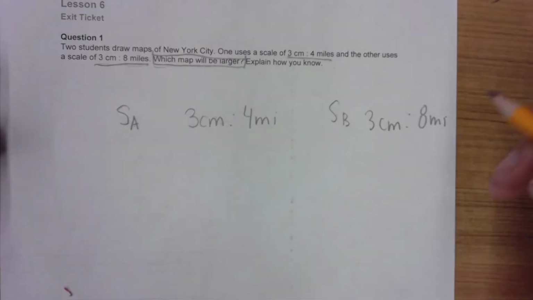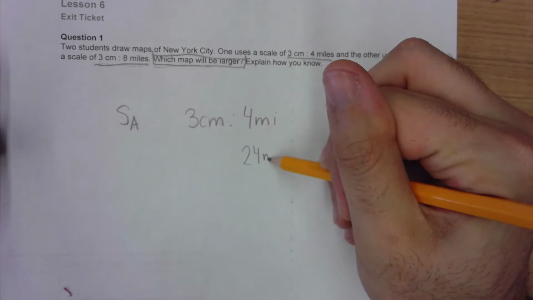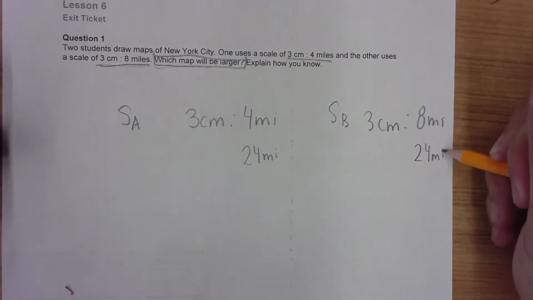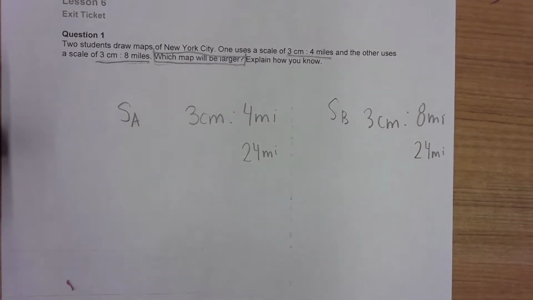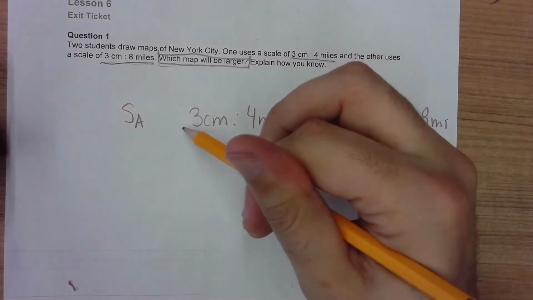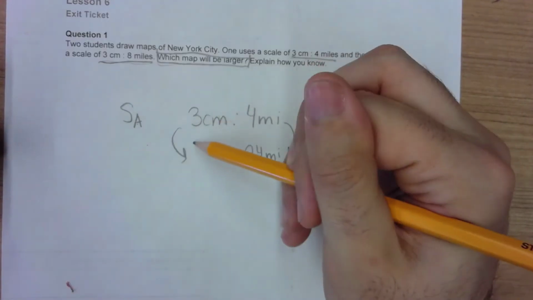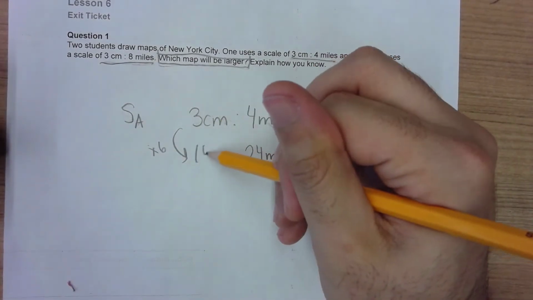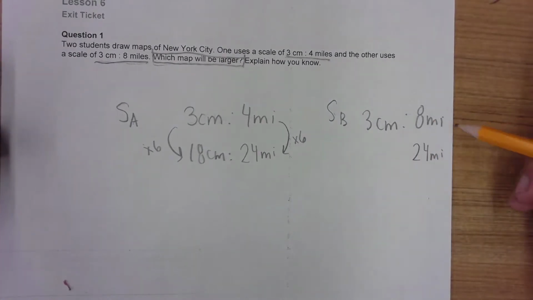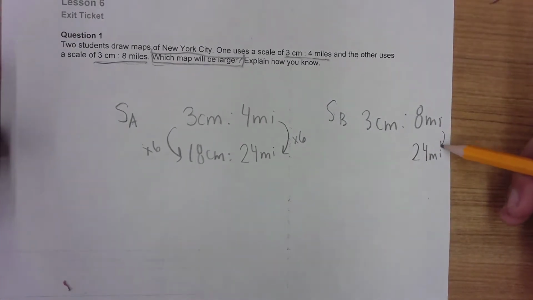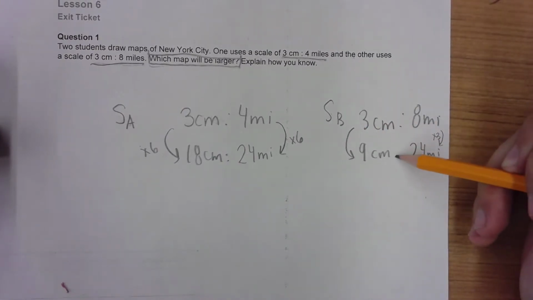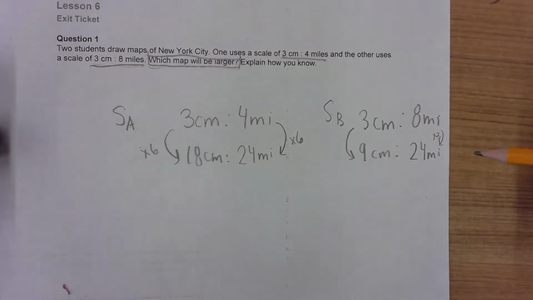If we wanted to find out how far 24 miles can be represented on a map, we need to determine how many centimeters would be required in each scholar's scale. Now, obviously, in order for me to get from 4 miles to 24 miles, I need to multiply by 6. So in order to represent 24 miles, I am going to need 18 centimeters in Scholar A's scale. Now, on Scholar B's scale, in order to get from 8 miles to 24 miles, I need to multiply by 3. Therefore, 9 centimeters will represent 24 miles.